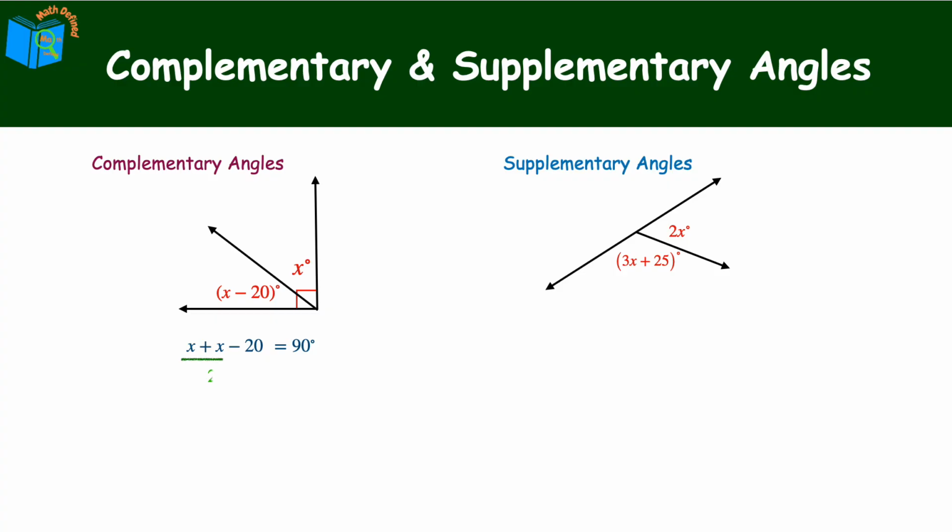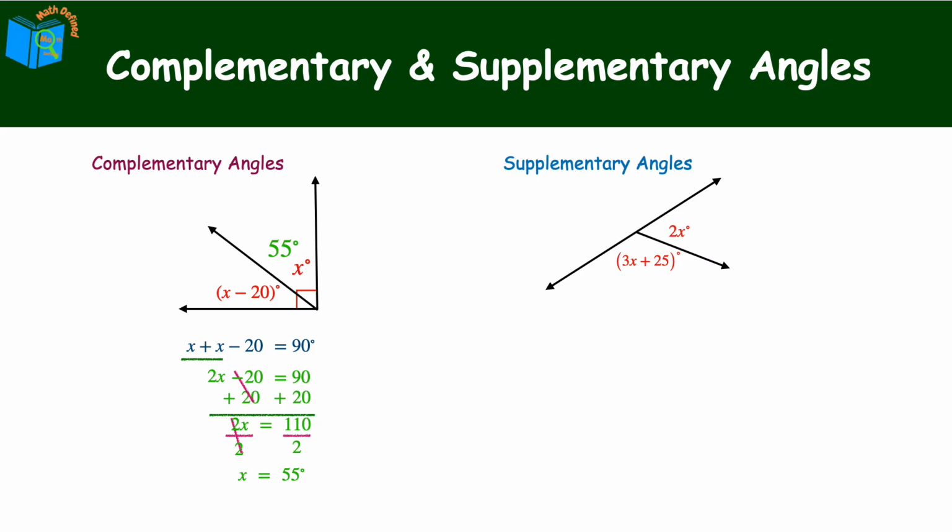First, combine the like terms. 2x minus 20 equals 90. Then undo the subtraction by adding 20 to both sides. 2x equals 110. And finally, divide both sides by 2. X equals 55 degrees. So the top angle is 55 degrees.